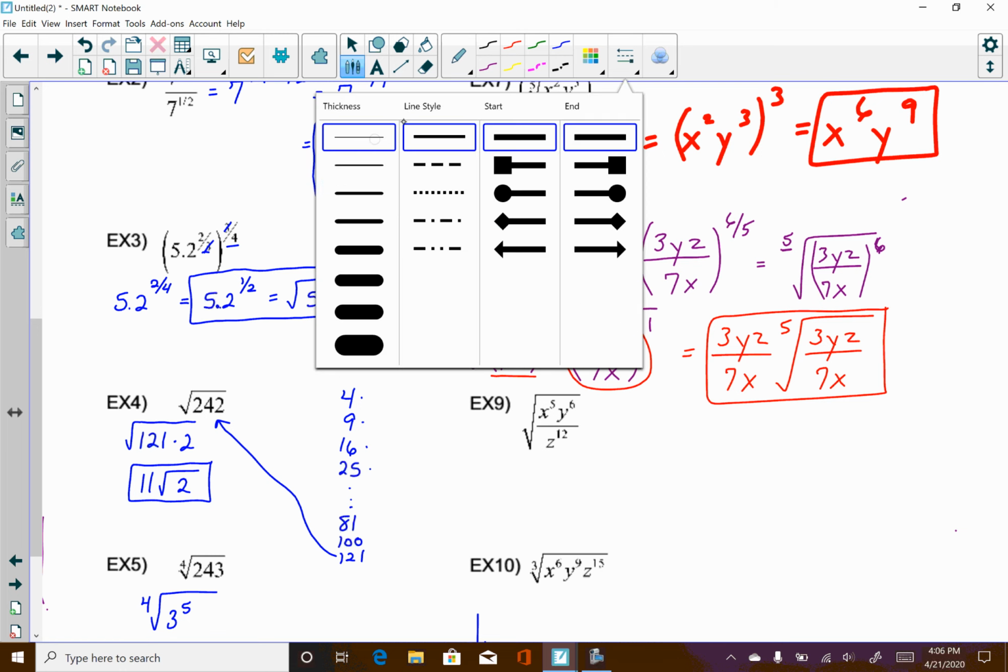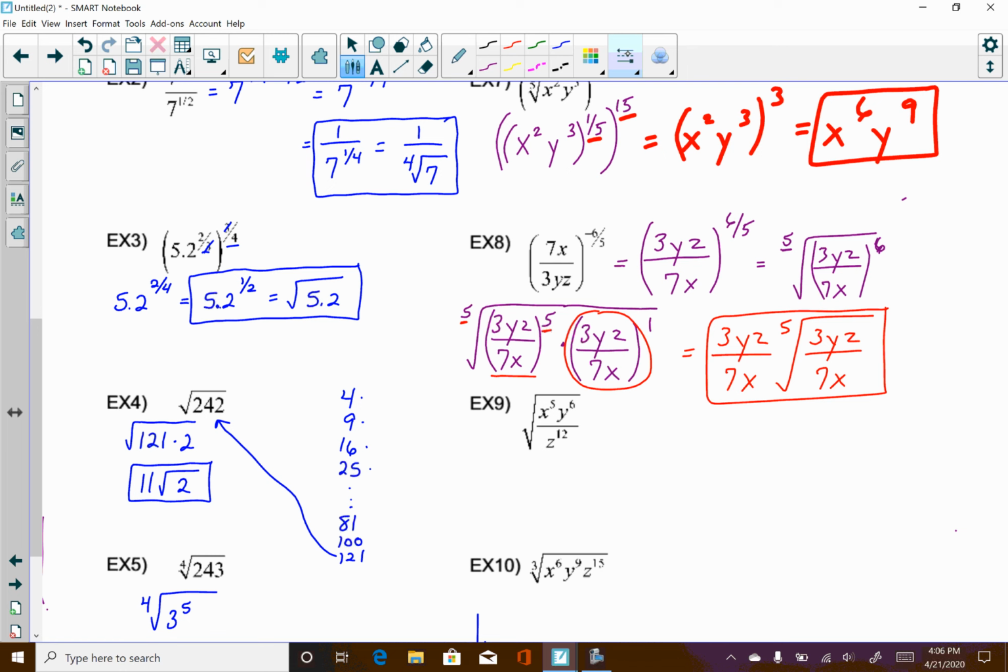All right, we'll move on down to our next one. We're here taking the square root of everything. So like I've talked about before, with the square root, you want to get everything raised to an even power. So that first piece there is x to the 5th. And also, one big square root is the same as two small ones, so I could do it this way. X to the 5th is the same as x to the 4th times x. And then y to the 6th is already even, so just leave it alone.